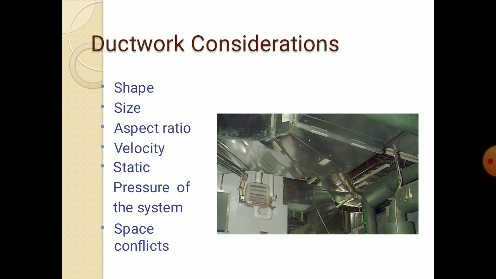So before going to start different duct materials, let us quickly review some part that we had already studied. Duct work consideration. While designing a duct, we have to first of all select the shape of the duct, whether we require circular shape or rectangular shape or flexible shape. Depending upon that, we have to choose duct material. Second, size. The size of duct is different for different applications.